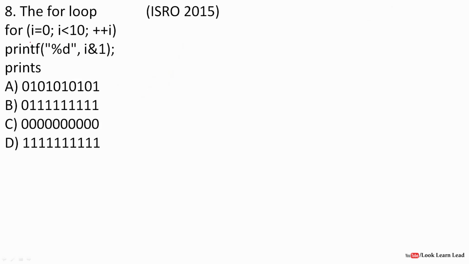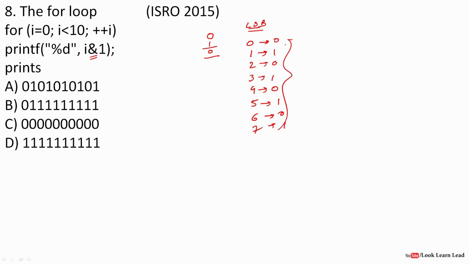Okay. Next, we have a for loop. For i is equal to 0, i is less than or equal to 10, i plus plus, what we have to do is a bitwise OR. So for i is equal to 0, 0 and 1 is 0. So it would be 0 whenever the least significant bit is 0. For 0 the least significant bit would be 0, for 1 it would be 1, for 2 it would be 0, for 3 it would be 1, for 4 it would be 0, for 5 it would be 1, for 6 it would be 0, for 7 it would be 1. That is alternating zeros and ones, which starts from 0. So A should be our answer.